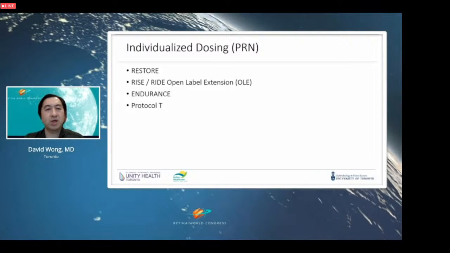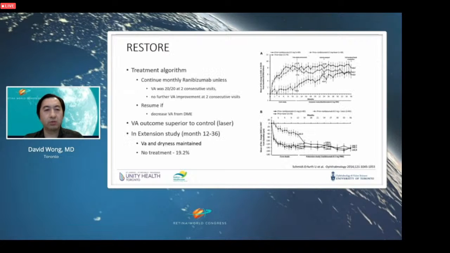So let's go on to a little bit about individualized dosing, and in these 4 trials, I'm going to try to go over quickly. The RESTORE trial had a very interesting treatment algorithm, which is really based on visual acuity only. When you did this in the first 12 months, the visual outcome was superior to the control arm of laser. In the extension part of the trial, from 12 months to 36 months, the visual acuity and dryness were maintained. Interestingly, no treatment at all was required in 19.2% of patients. And you can see that this drying effect did stay across out to 36 months.